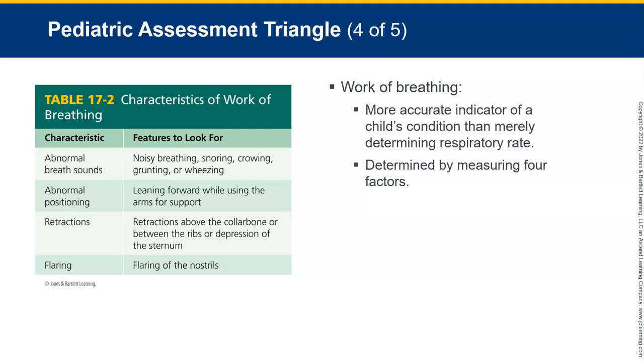So the work of breathing, we look at 4 factors. What you see is abnormal breath sounds, abnormal positioning. So, are they holding themselves in a weird way to be able to breathe better? Retractions of the neck or chest, and then flaring of the nostrils. Those are the kinds of things that we're looking for when we start looking at the characteristics of work of breathing. Assessments can be made without touching this child and can be done from across the room. That's the beauty of this thing.